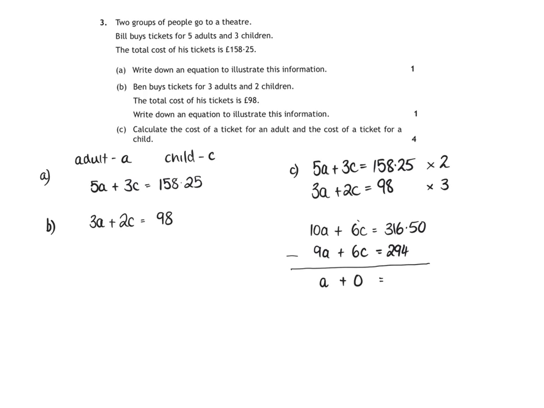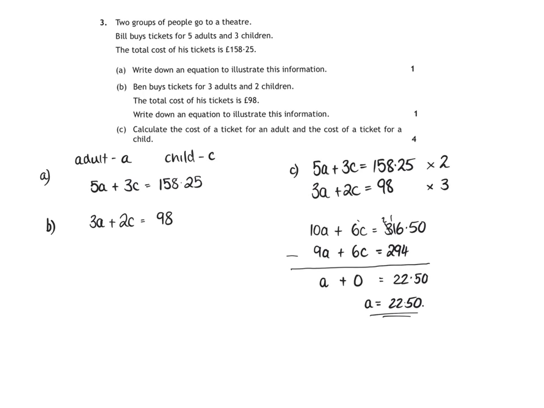And when we subtract it, we're going to get 50, we're going to get 2, and we're going to get 2. So it's going to be an adult costs £22.50. Okay, so now that we've got the cost of an adult, we need to find the cost of a child. So we can substitute this adult cost back into one of our original equations, so into one of these two. I'm going to use equation C.